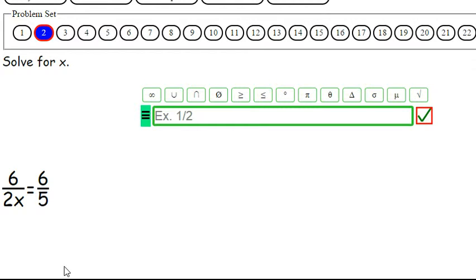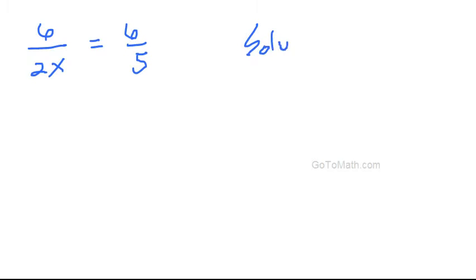Trying to get this thing written down. I'm having some issues. Something stuck to my pen. So we have 6 over 2x is equal to 6/5. And we want to solve for x, because x is overrated.